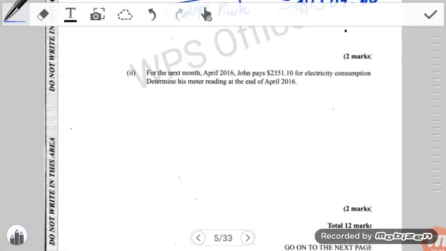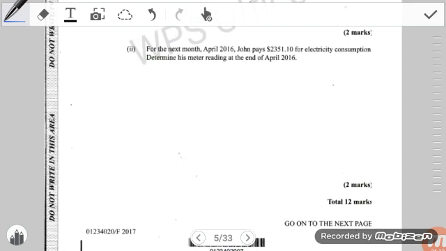Okay, all right, so now for the next month, April 2016, same year, nothing has changed. John paid $2,351.10 for his electricity bill. All right, interesting. Determine his meter reading at the end of April.